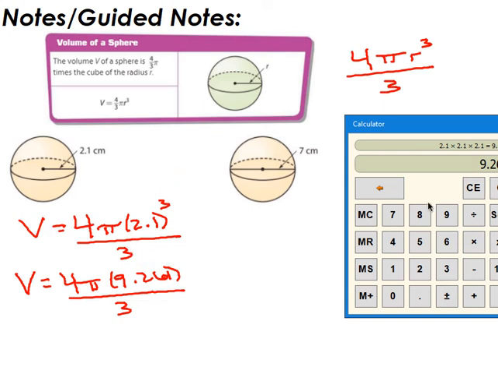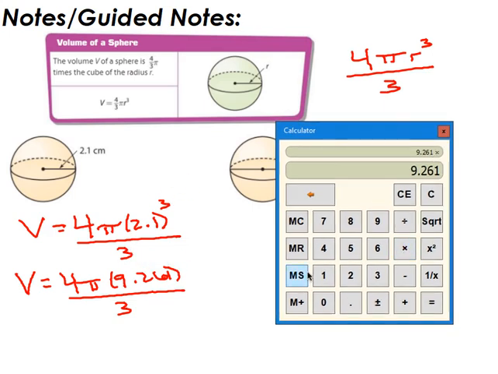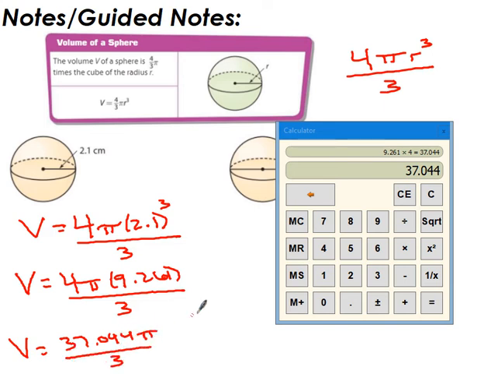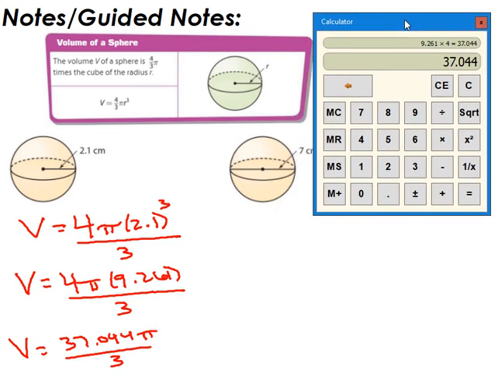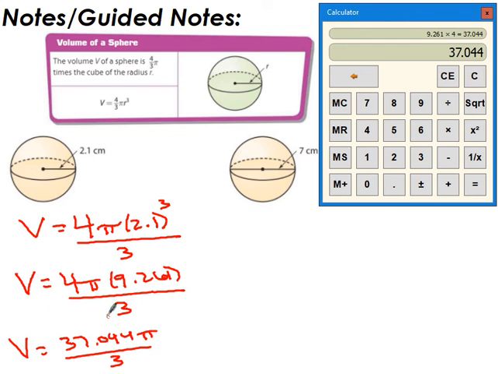This is where we just get to start multiplying. So I'm going to times that by 4. Save pi for later. So that's going to give me 37.044 pi over 3. I did say save pi for last before, and the reason why is because it might ask you to leave your answer in terms of pi. So this is where I would divide by 3. 12.348. It's a nice number here. So 12.348 pi. So that's my answer in terms of pi.